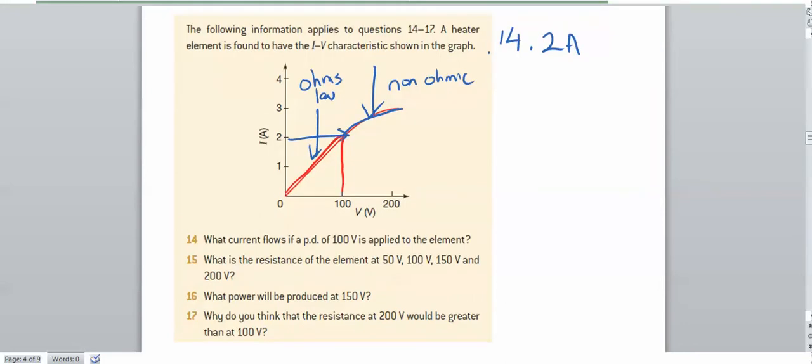What is the resistance of the element at 50 volts? We can use Ohm's law for that. Resistance equals voltage divided by current. So it's going to be 50 ohms. At 100 volts, same thing.